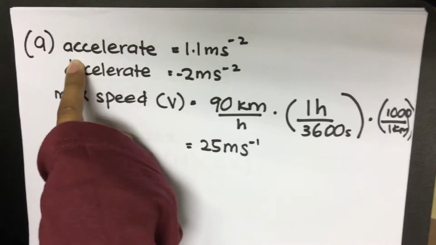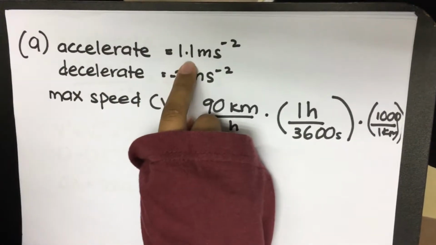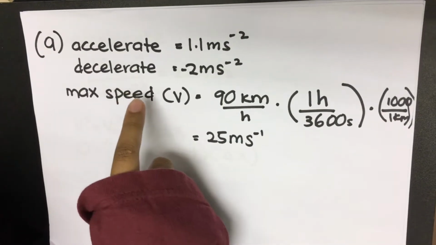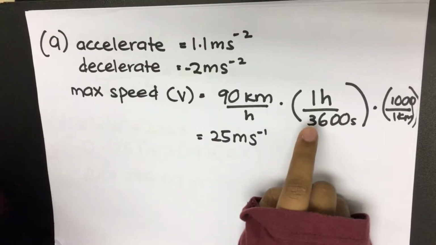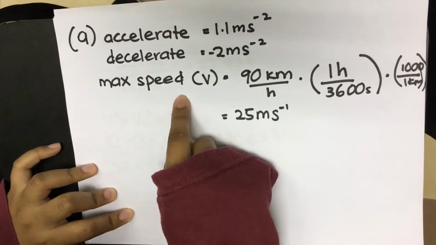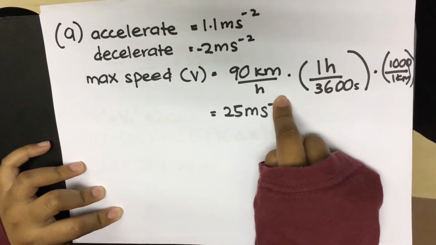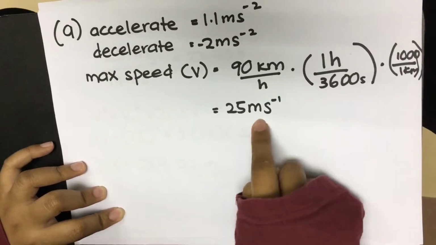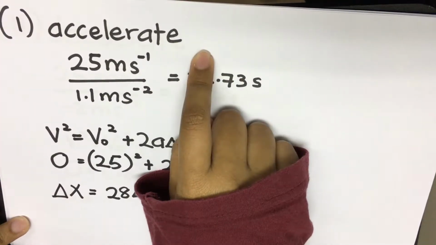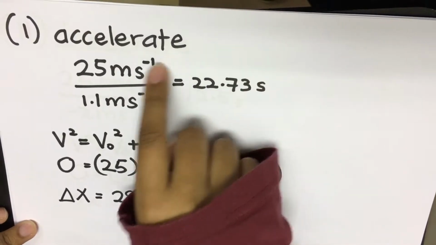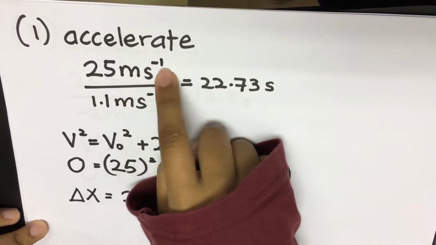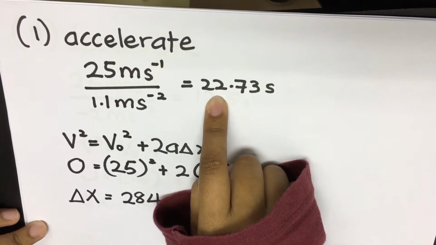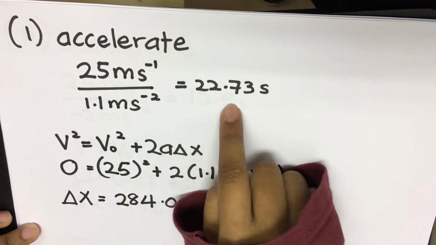For the question, the acceleration given is 1.1 meter per second squared, and for deceleration, it is negative 2 meter per second squared. The maximum speed of the train is 90 km per hour, so we have to change this into the SI unit of velocity, which is meter per second. Firstly, we have to find the time taken when the train accelerates. So maximum speed is divided by the acceleration of the train. We get the time taken when the train accelerates, which is 22.73 seconds.